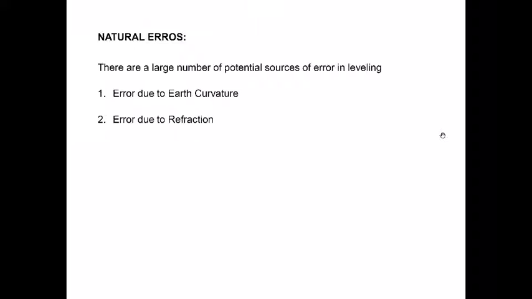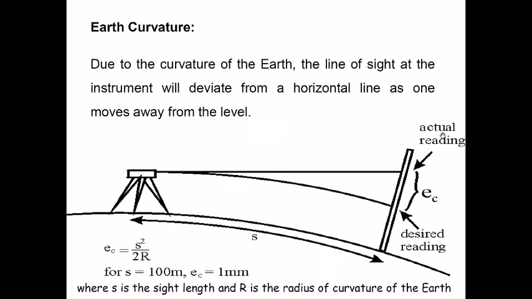Then we have some natural errors, error due to Earth's curvature and error due to refraction. Like I told you in the very first lecture of leveling, the level surface is curved. That is because the surface of the Earth is in curvature. So if you are noting down a reading in which your instrument is placed at a far distance from the leveling rod, then the effect of the curvature would be more.